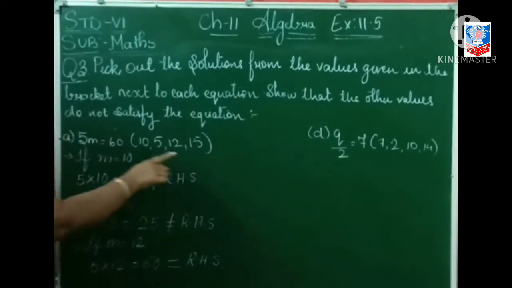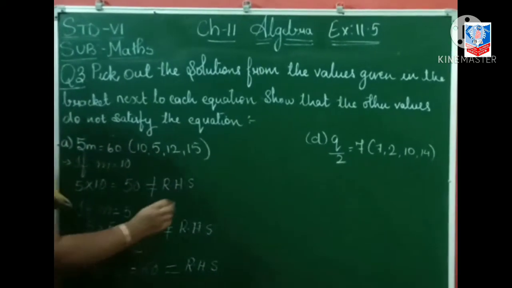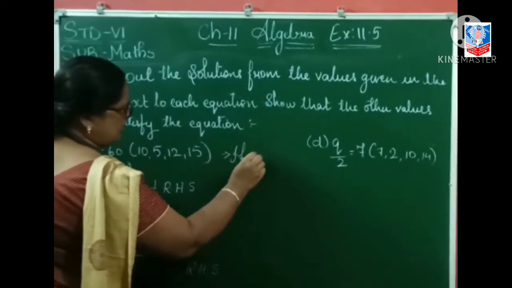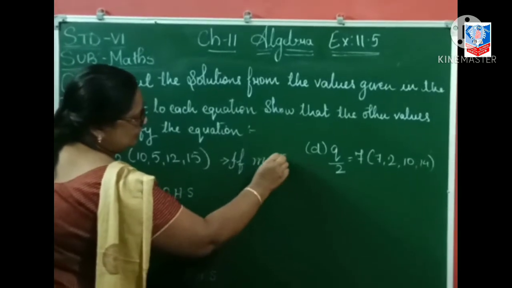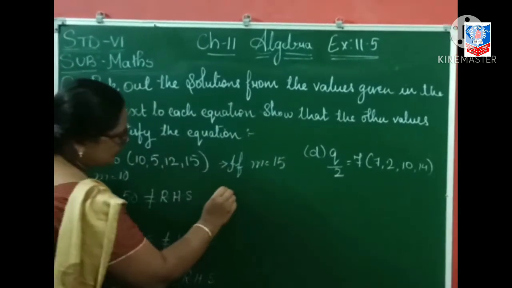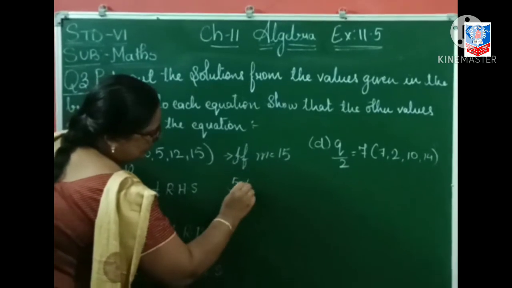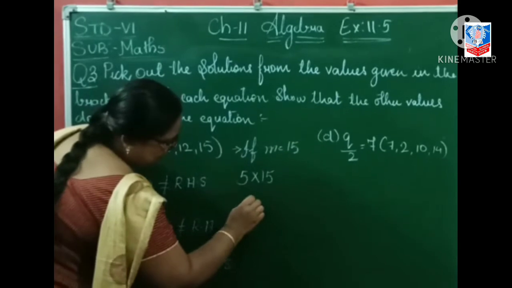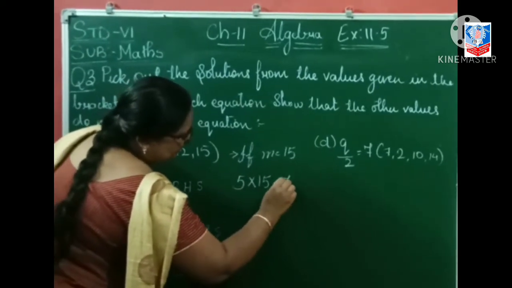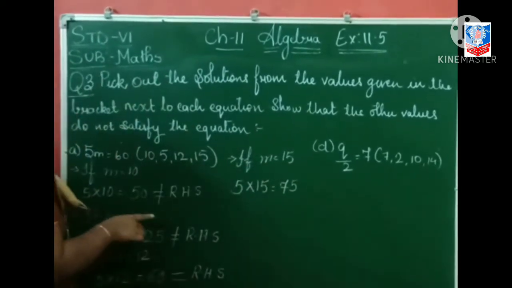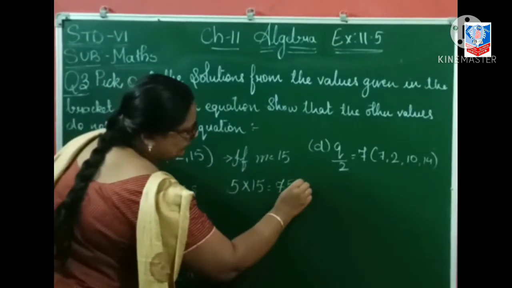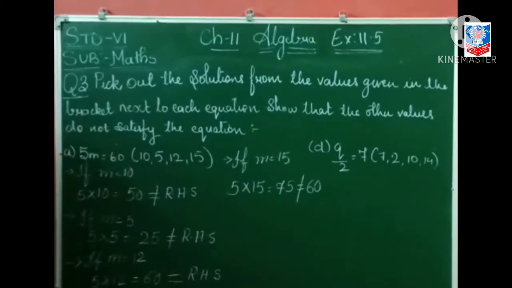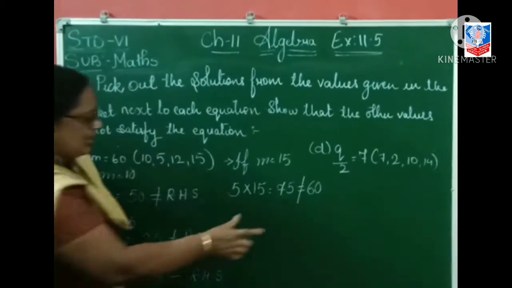Next, if the value is equal to 15, if m is equal to 15, then 5 into 15 is 75. Left hand side is 75 and right hand side is 60. That means left hand side is not equal to right hand side.